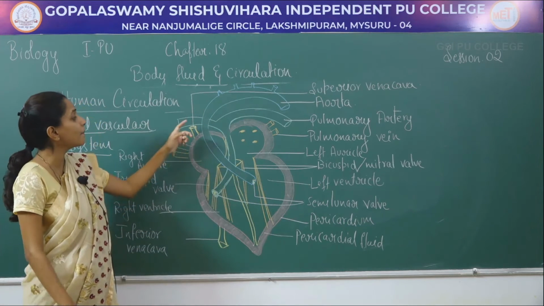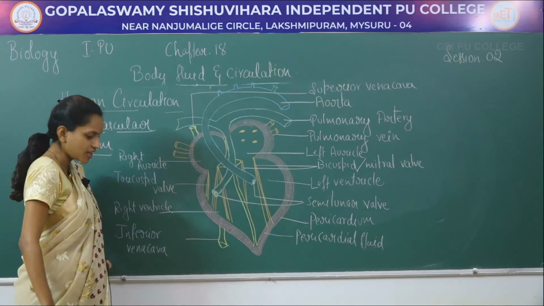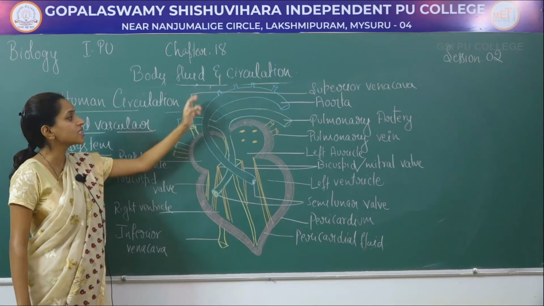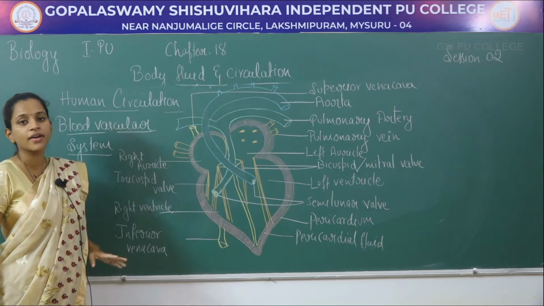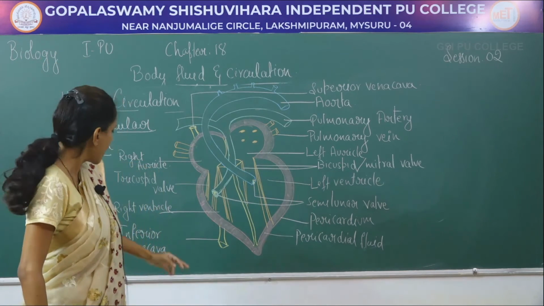So here there are major vessels called the superior vena cava and inferior vena cava. The superior vena cava takes the deoxygenated blood from the upper part of the body, and the inferior vena cava draws the deoxygenated blood from the lower part, the abdomen part.